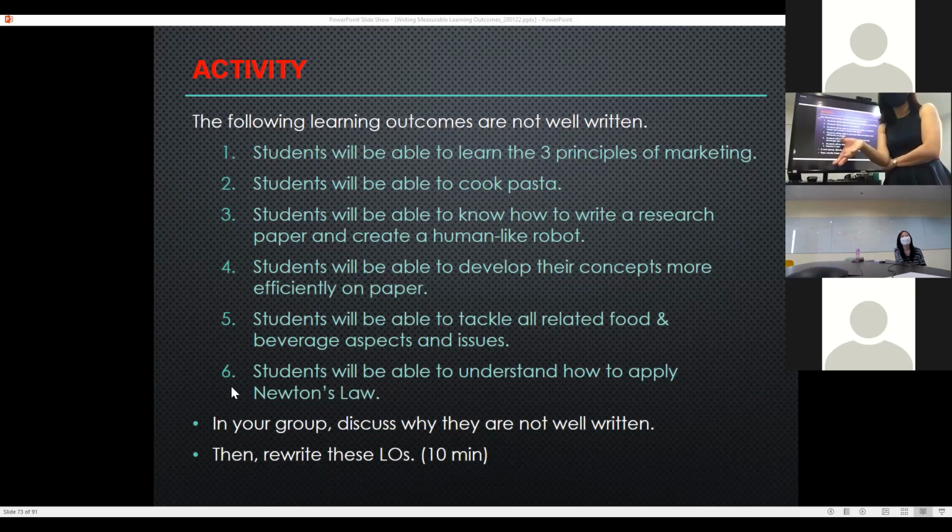Okay, what about group 2? What do you think? Okay, for group 2, we all decided to say able to write a 3,000 words research proposal on how to create a human-like robot. Okay, good.